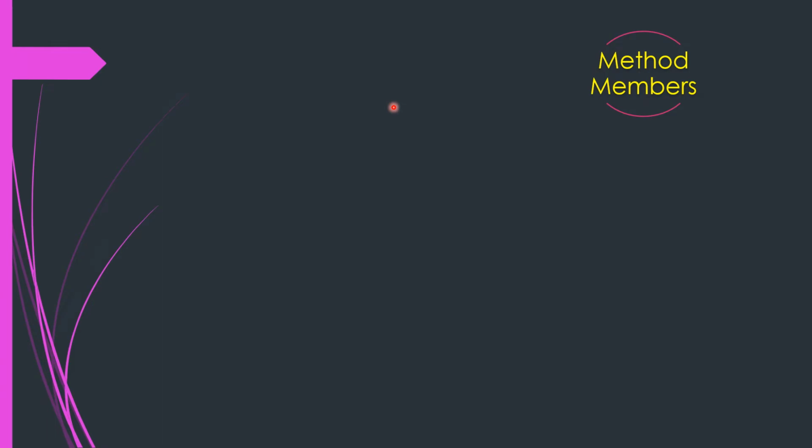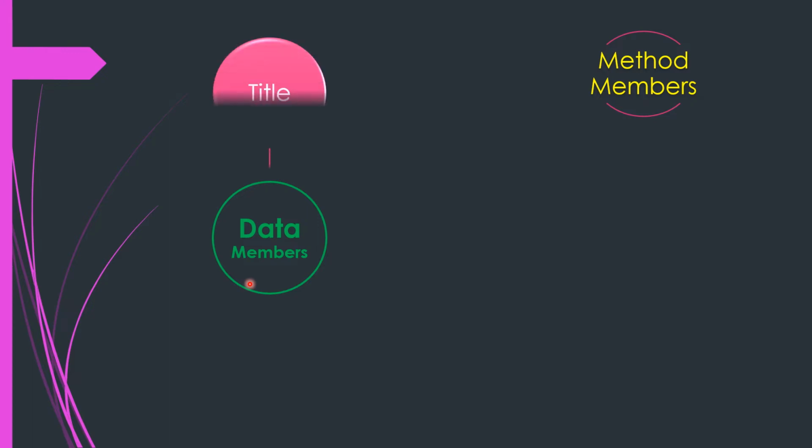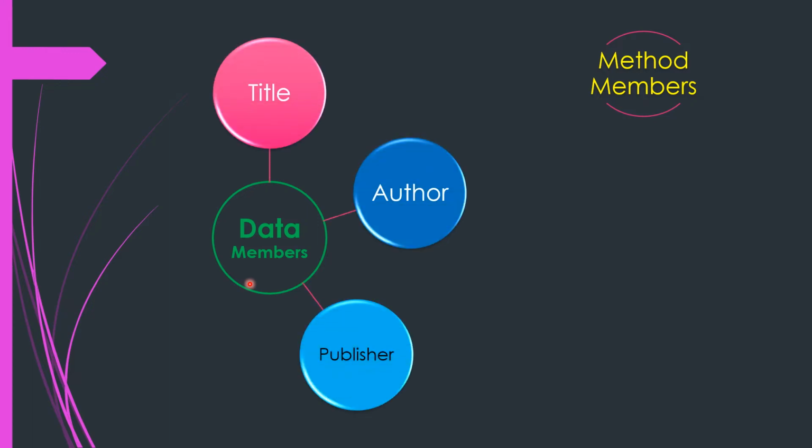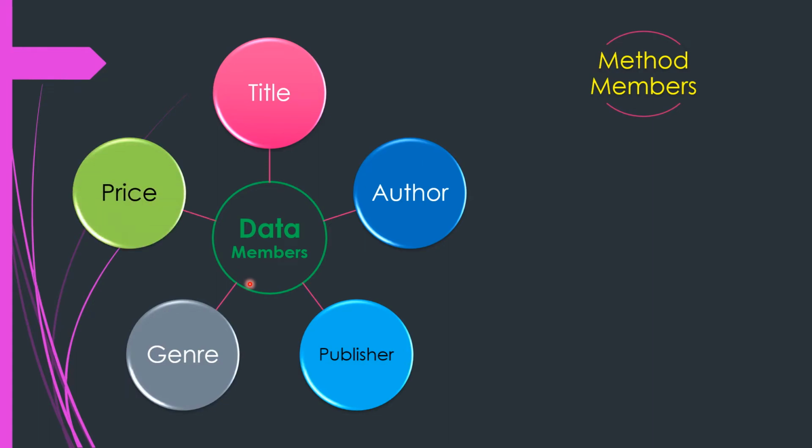Now we will be relating the book example with the OOP language. So we will be studying two main things, which are data members and method members. First of all, let us discuss data members. Let us see what the data members are in this example. In this example of bookstore, we have the data members title, author, publisher, genre, price. All these are the data members.